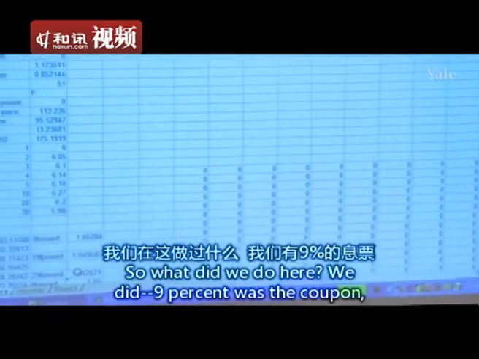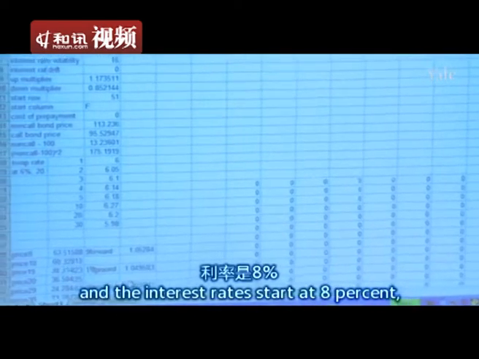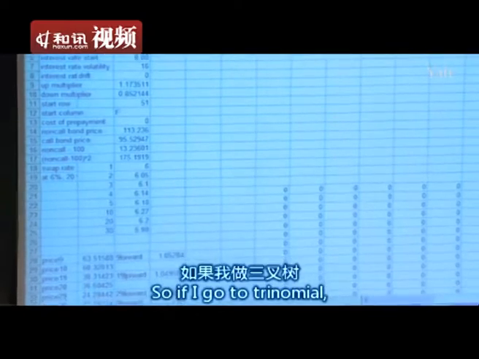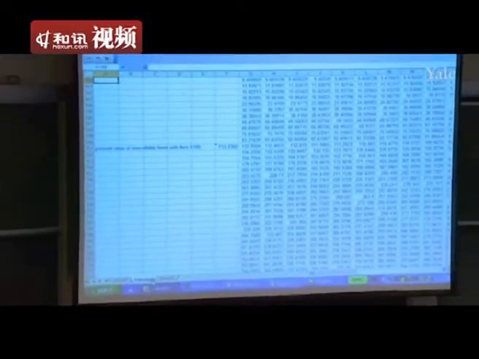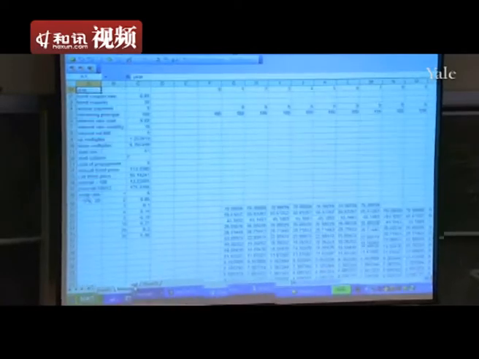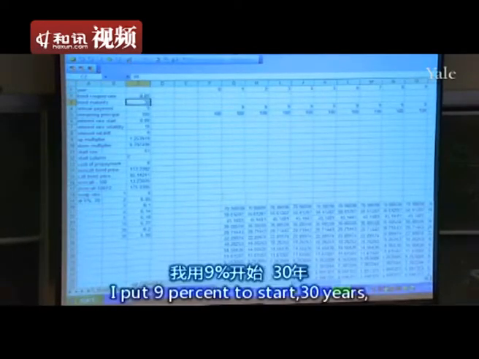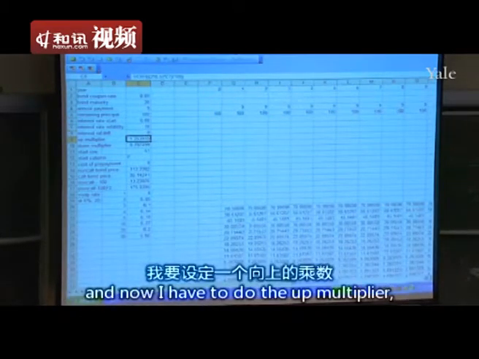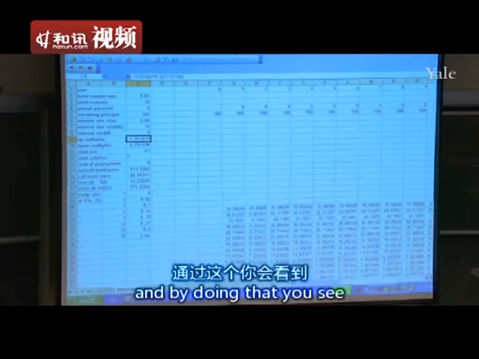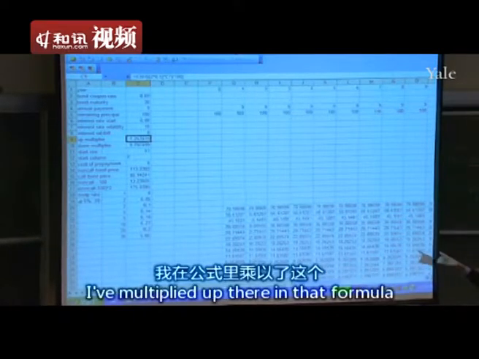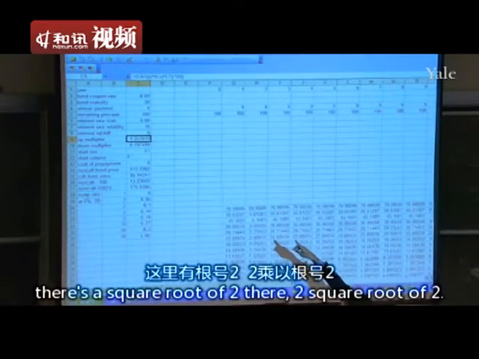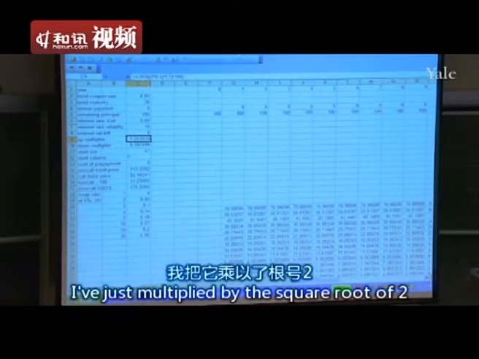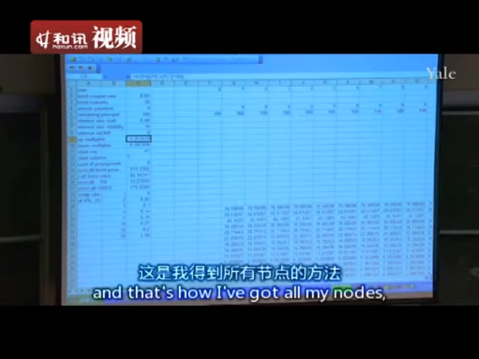We did 9% as the coupon, and the interest rate started at 8%, and the volatility was 16. So if I go to trinomial, I put 9% to start, 30 years, 8% the starting rate, and volatility is 16. And now I have to do the up multiplier. By doing that, you see I've multiplied up there in that formula. There's a square root of 2 there. So I've got just a slightly more complicated thing. I've just multiplied by the square root of 2, and that's how I've got all my nodes.